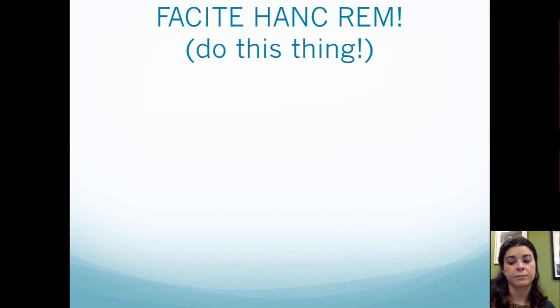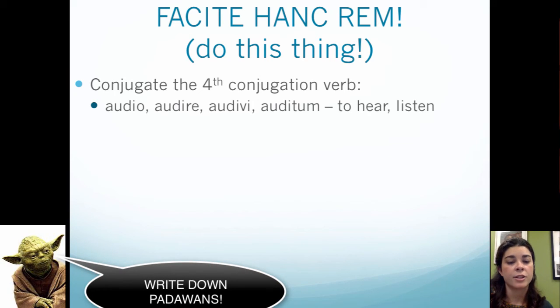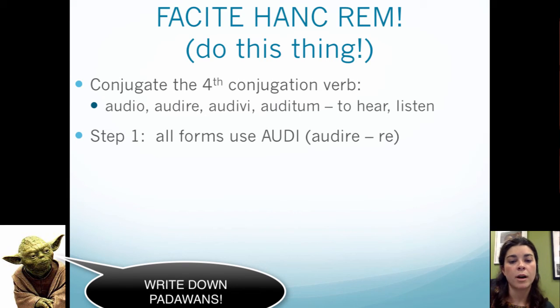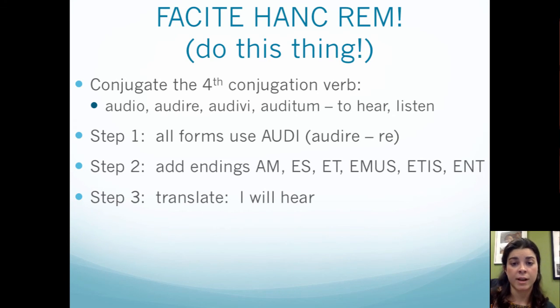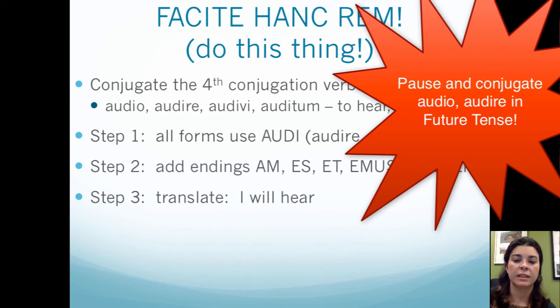Now, let's practice one. Conjugate the fourth conjugation verb audio, audire, audivi, auditum, in future tense. So we're going to go step by step, and then I'm going to ask you to pause and complete it, and then check your work. So, step 1, all the forms are going to use audi. So take off the -re from audire, and you're left with audi. The next step is you need to add the endings -am, -es, -et, -emus, -etis, and -ent. Then you need to translate each form. So audi with its ending -am, audiam, will be I will hear. So pause the video now and finish conjugating this form of audio.